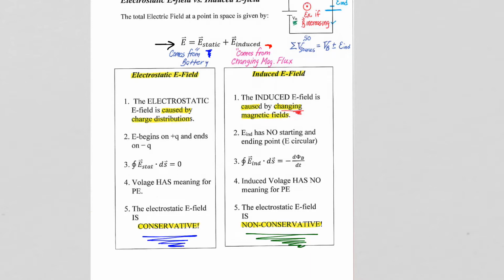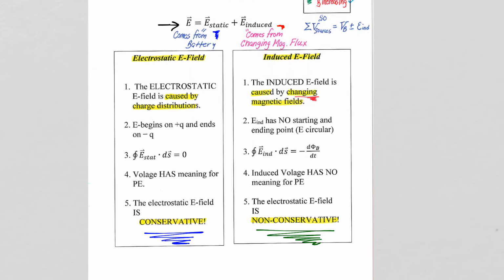For the electrostatic field, voltage gives meaning to potential energy, namely delta U equals q delta V, and voltage equals negative integral of E dot dx. All of the mathematics works. The integral of the electrostatic field around a closed path is 0. E begins on positive and ends on negative.